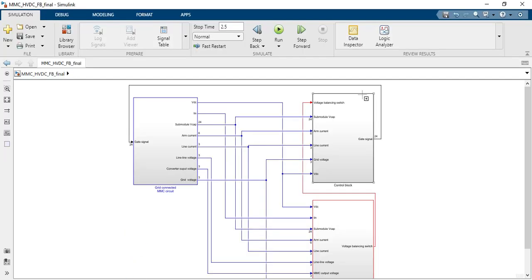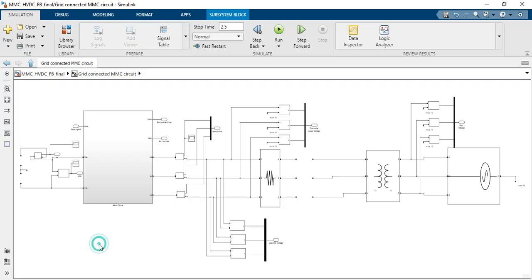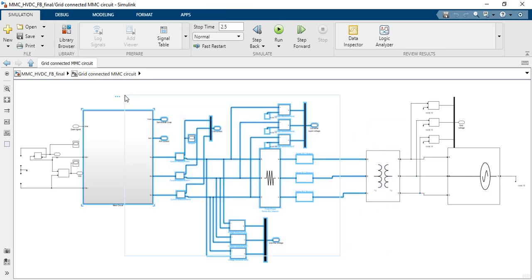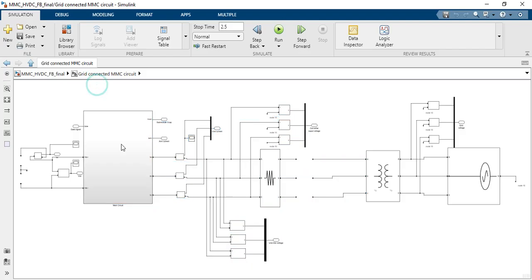So this is the Simulink model for this rectifier. You can see here that the grid is connected, and after the grid there is a transformer, which steps down the voltage so that we can operate our MMC, and there is a load connected. This is the load, right?